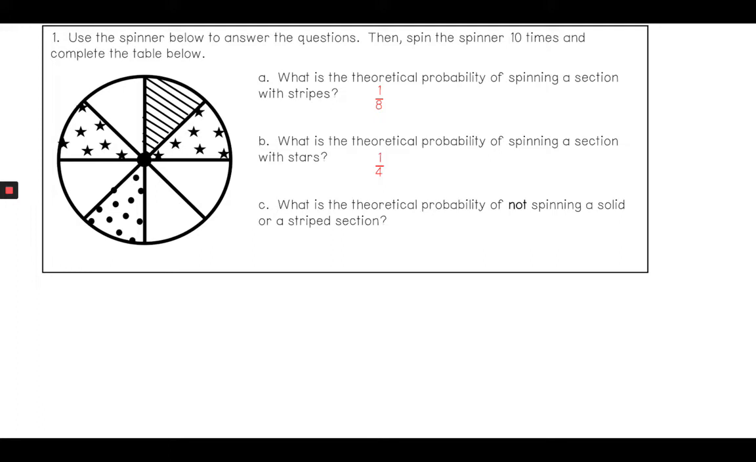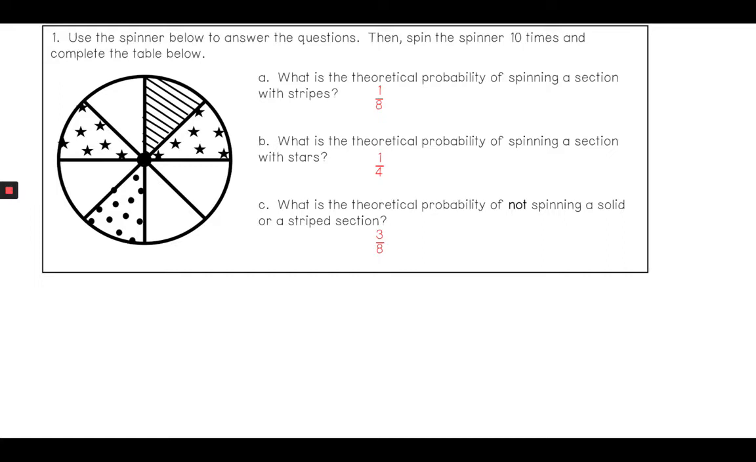And then the last question, what is the theoretical probability of not spinning a solid or a stripe section? There's 4 solids and then a stripe, so that's 5 total. But for not spinning those, I have a star, star, and dot that are not solid or striped. So I have 3 out of 8 possible outcomes there.